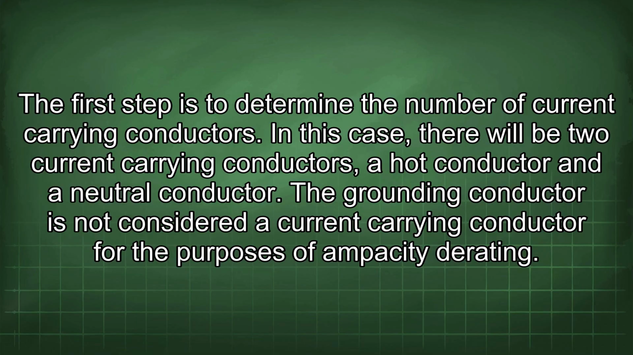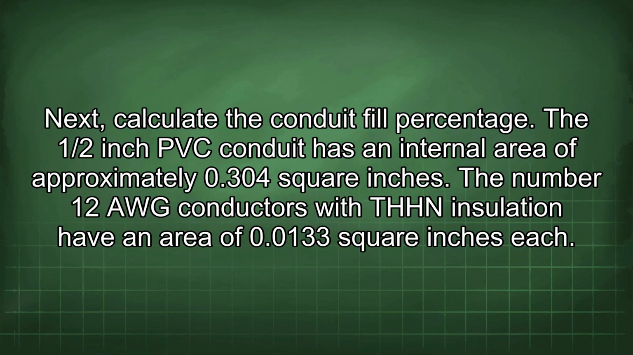The first step is to determine the number of current-carrying conductors. In this case, there will be two current-carrying conductors, a hot conductor and a neutral conductor. The grounding conductor is not considered a current-carrying conductor for the purposes of ampacity derating. Next, calculate the conduit fill percentage.